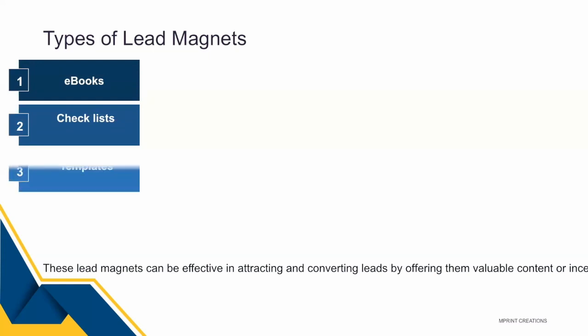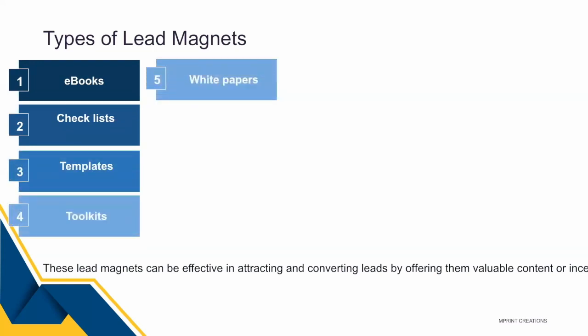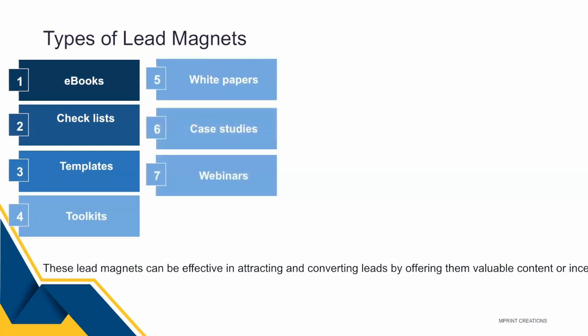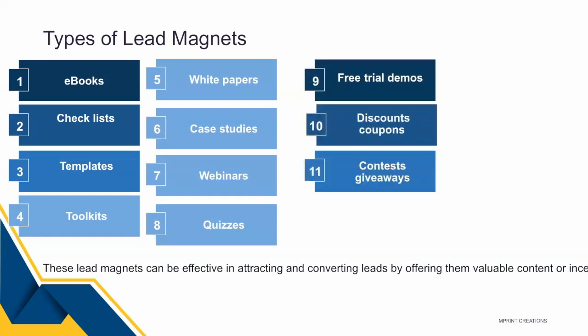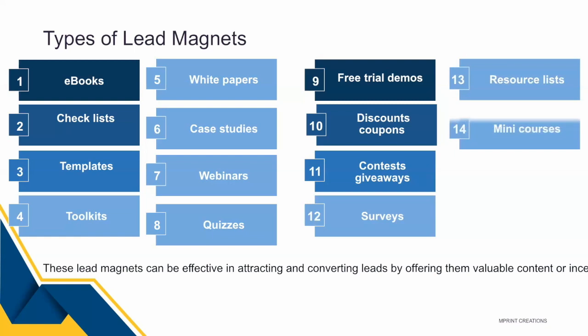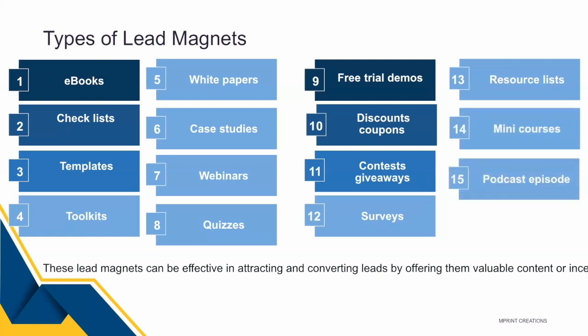You can have ebooks, checklists, templates, toolkits, white papers, case studies, webinars, quizzes, free trial demos, discount coupons, contests and giveaways. Those actually work very well, as do surveys, resource lists, mini courses. A podcast episode could serve very well, as well as industry reports for whatever industry you're in. This is an example of just 16 different ways that these lead magnets can be effective in attracting and converting your audience by offering them the value of content in your industry.